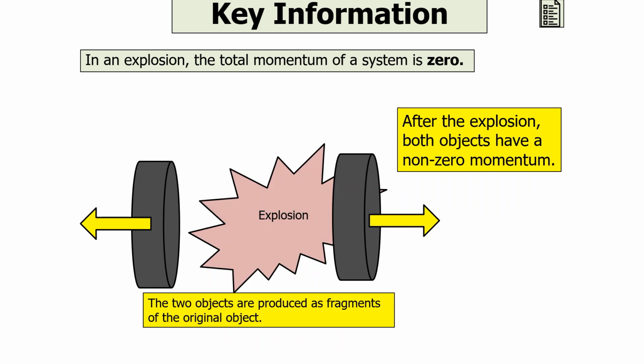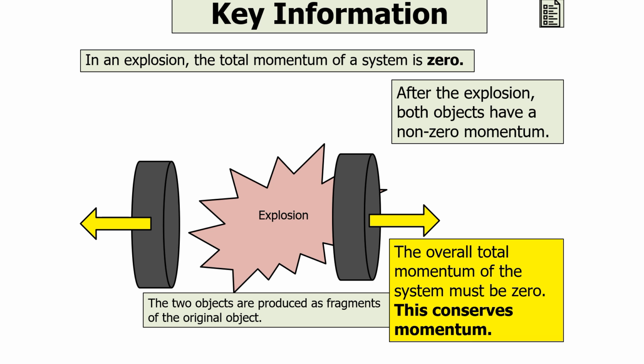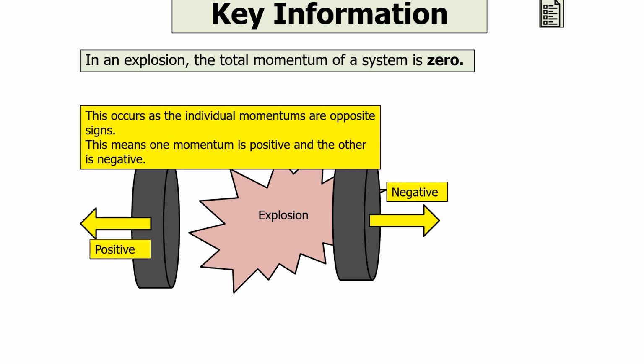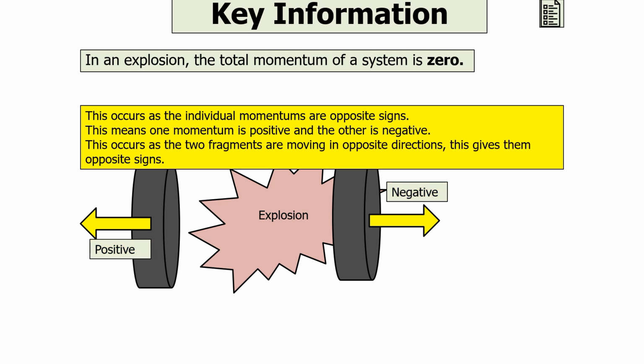Now, after an explosion, both objects have a non-zero momentum. The two objects are produced as fragments of the initial object. As we said, the total overall momentum must be zero because this conserves momentum. This occurs as the individual momentums are in opposite signs. This means that one momentum is positive and the other momentum is negative. This occurs as the two fragments are moving in an opposite direction, and this opposite direction gives them opposite signs.